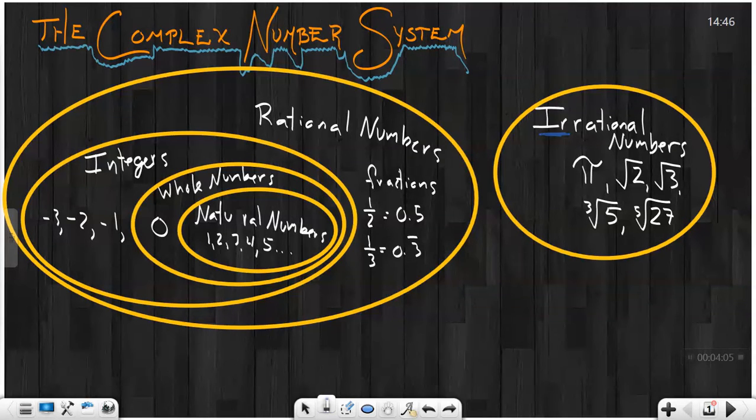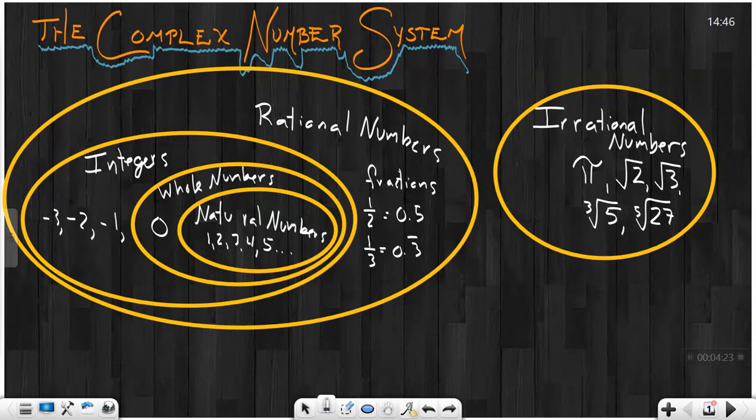That prefix IR, meaning not or opposite. So in this case, not rational, irrational. Therefore, we either have a rational number or an irrational number. So one of the things that we'll ask you to do is to classify: is the following number rational or irrational? Well, if you get a number, just check.